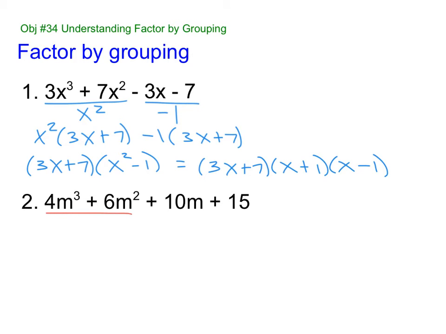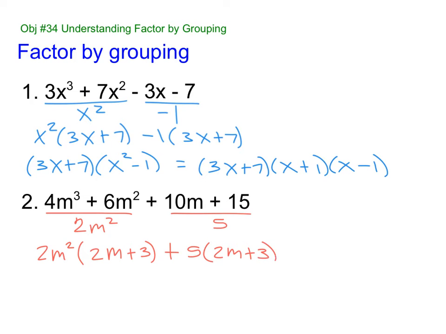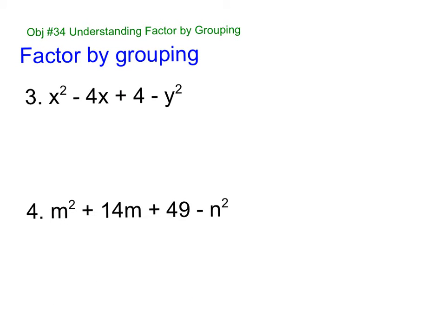Next pair, I got 2m squared and 5. So 2m squared times 2m plus 3, and then 5, 2m plus 3. So we got 2m plus 3. When those go away, we're left with 2m squared plus 5. And that is not a difference of squares, so we can't factor that. I mean, you could. It would be super gross with imaginary numbers. All right, try this next one.